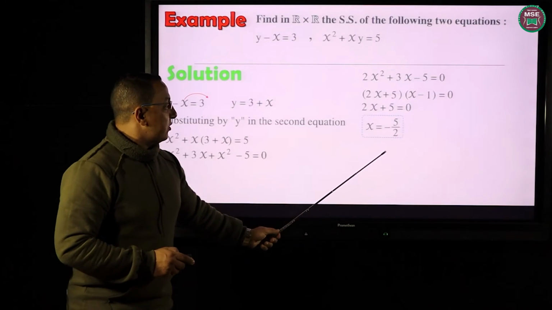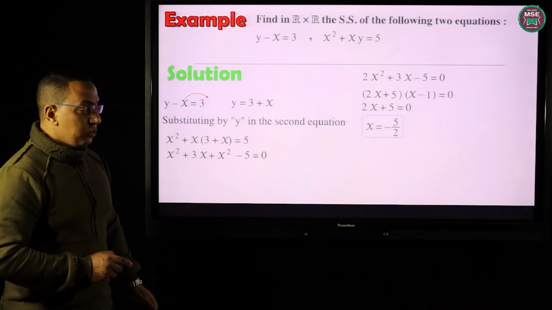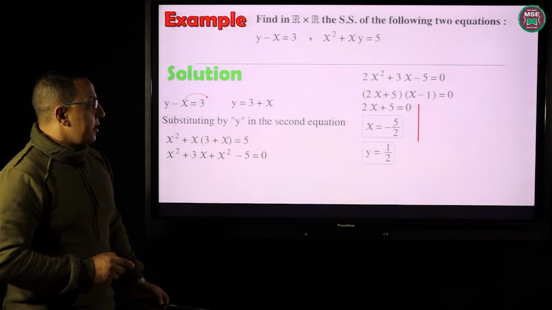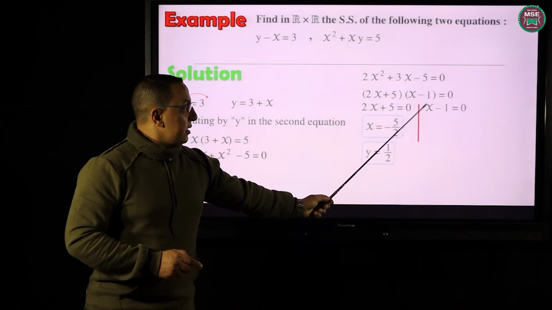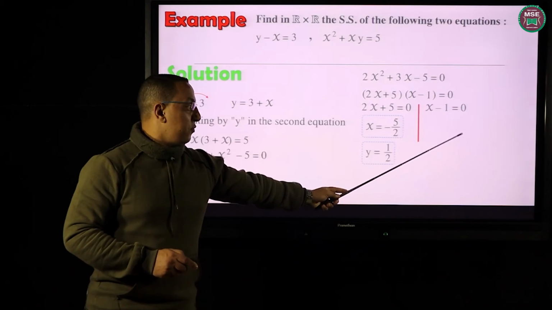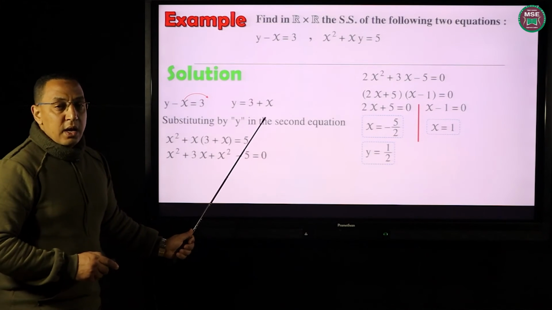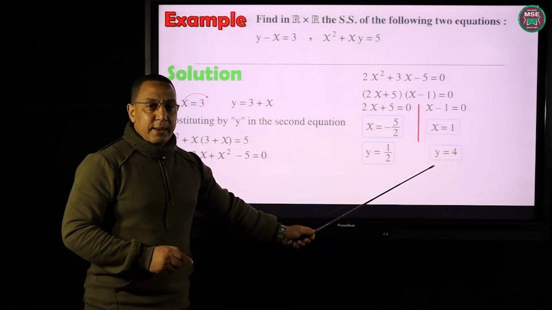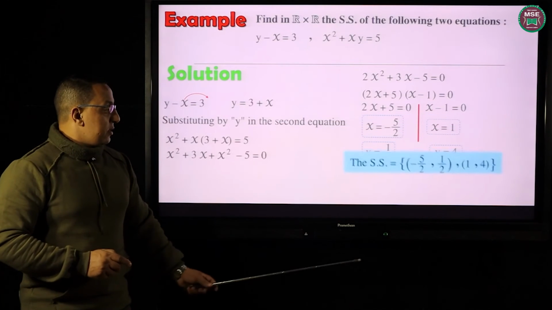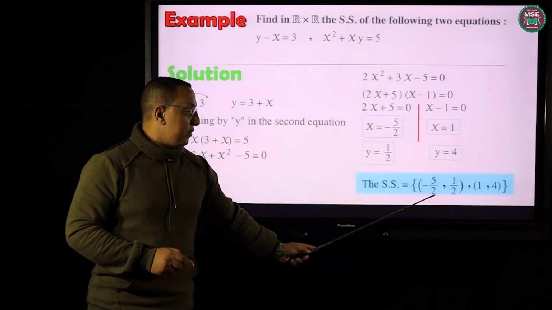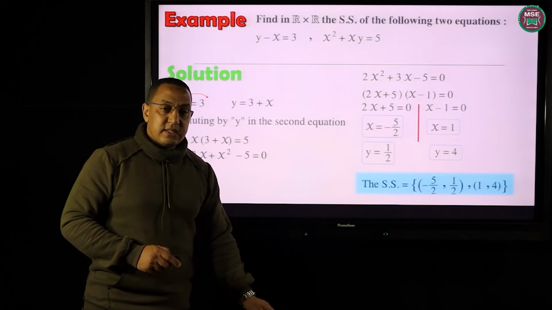Now back to this equation, y equals 3 plus x. So 3 plus negative 5 over 2 equals 1 over 2. The other part, x minus 1 equals 0. So I'm going to send 1 to the right side. It will be positive 1. Back to this equation, x equals 1, so 3 plus 1 equals 4. So y equals 4. Finally, I'm going to collect x and y between brackets. So the solution will be negative 5 over 2 and 1 over 2 between brackets, comma, 1 and 4 between brackets. This is the solution set.